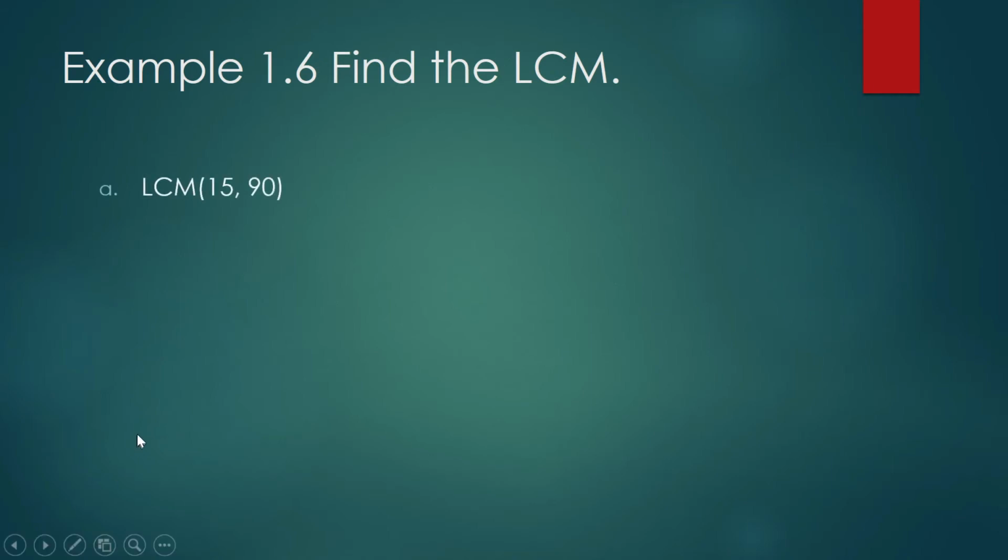Let us get the LCM of 15 and 90. Right away, I think you can already see that 90 should be the least common multiple here. 15 is 3 times 5. 90 is 2 times 9 times 5. 9 times 5 is 45, and times 2 is 90.